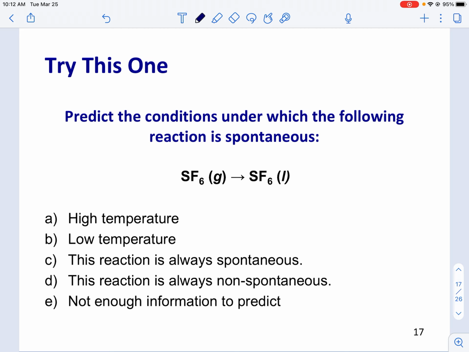Say we're looking at this reaction. Gaseous sulfur hexafluoride going to liquid sulfur hexafluoride. When would that reaction be spontaneous? Go ahead and pause it if you need to. Otherwise, I'll get into the answer.